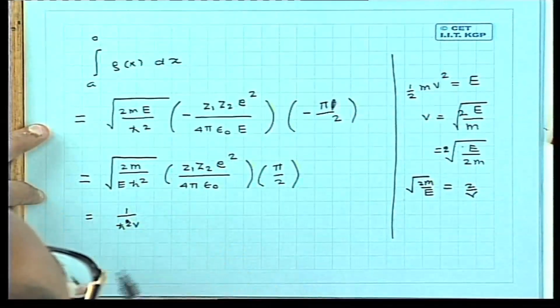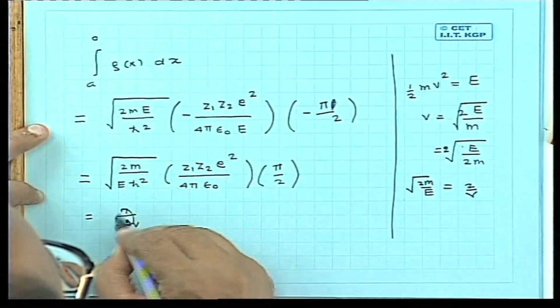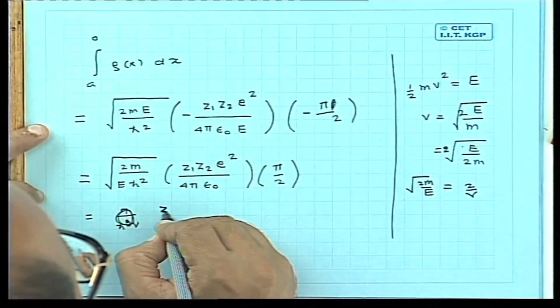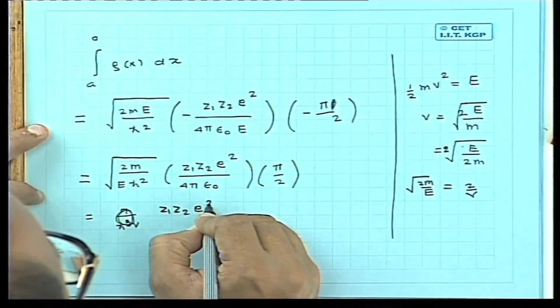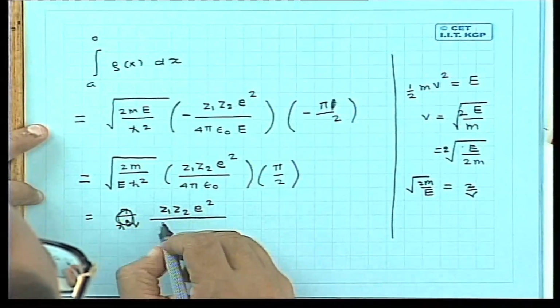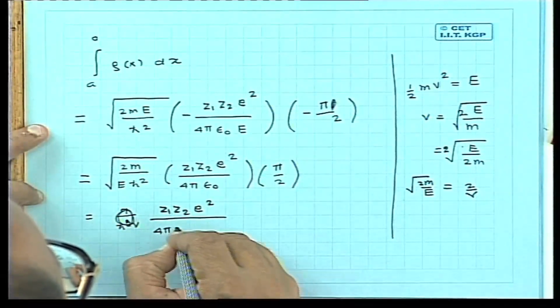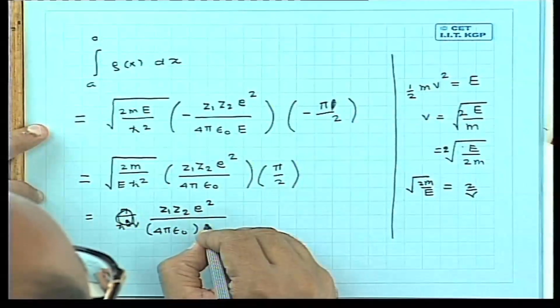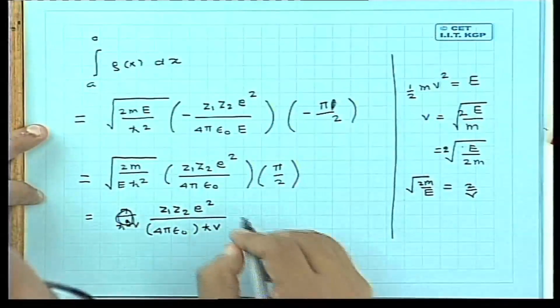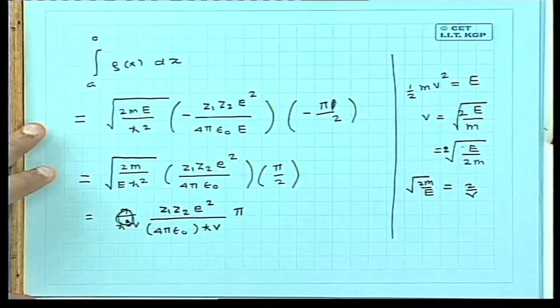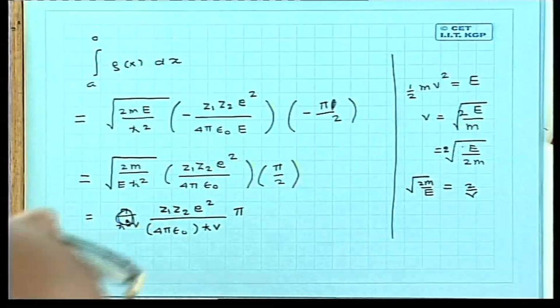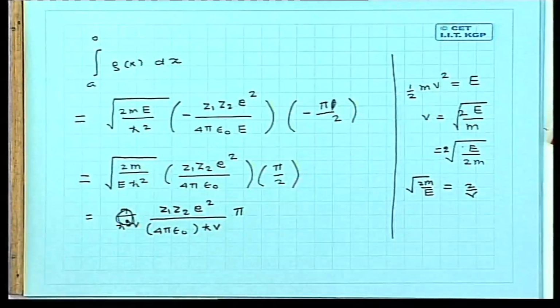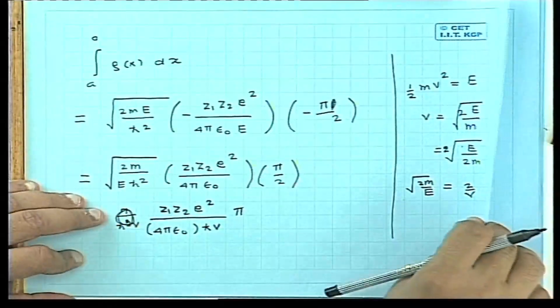Yeah, there's a square root, right? So 1 by hv. So I can put this whole thing here. So I have Z1 Z2 e square by 4 pi epsilon, this factor of 4 pi epsilon, and then I have h cross v, and here I have a pi. Okay, so we have evaluated the integral, and let us now use this to calculate the transmission coefficient.